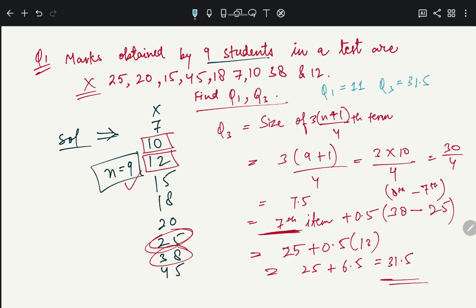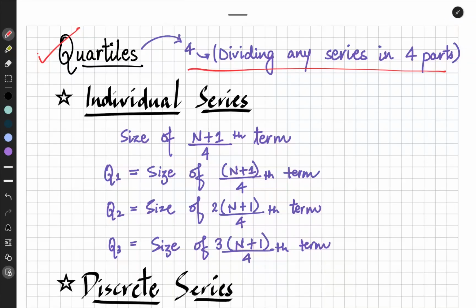Your homework is to calculate Q2. Write your answers in the comment box and let's check the discrete series. So you can revise the individual series formulas here, Q1, Q2, Q3. These are the same as I have told you. And now we will move to discrete series.